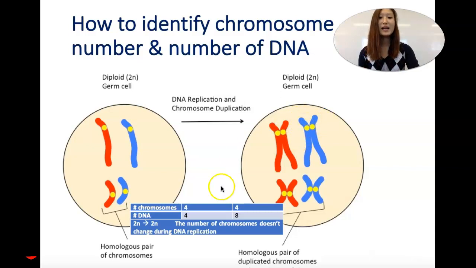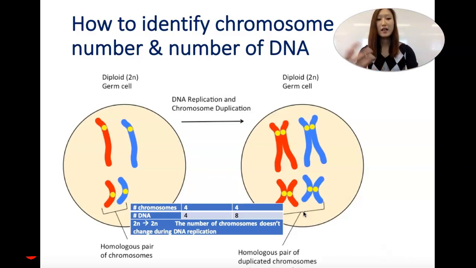And then on the right side, we still have 4 chromosomes, but now we have 4 duplicated chromosomes, and now you have 8 pieces of DNA because you've gone through DNA replication. But this is still a 2N cell. This is still a diploid cell because you have 2 pairs of chromosomes, and again, anytime you have pairs of chromosomes, that's a diploid cell. We went from 2N to 2N. The chromosome number did not change, and it will never change during DNA replication.